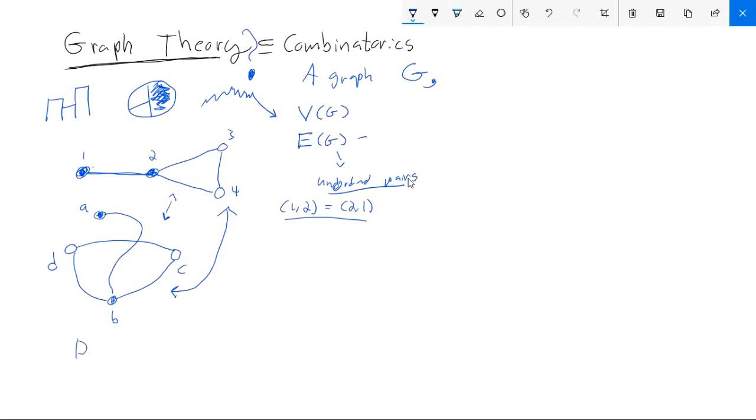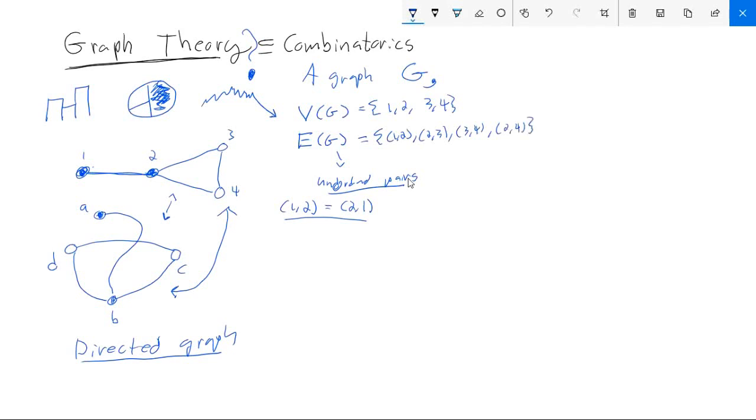Now, there is a notion of directed graph in graph theory, but that's not going to be useful for us here. For example, in the first graph we wrote down, its vertex set would be the set {1, 2, 3, 4}. It's just a collection of the labels of vertices. And its edge set would be the unordered pairs {1, 2}, {2, 3}, {3, 4}, and {2, 4}.